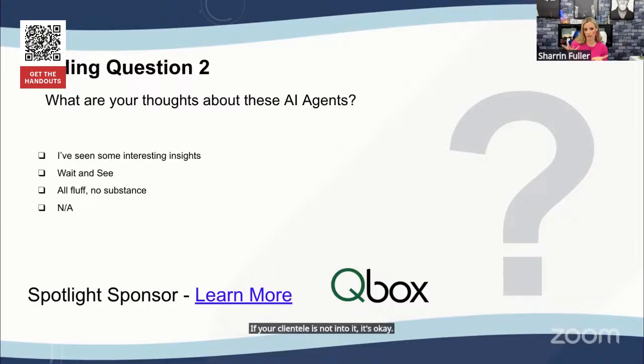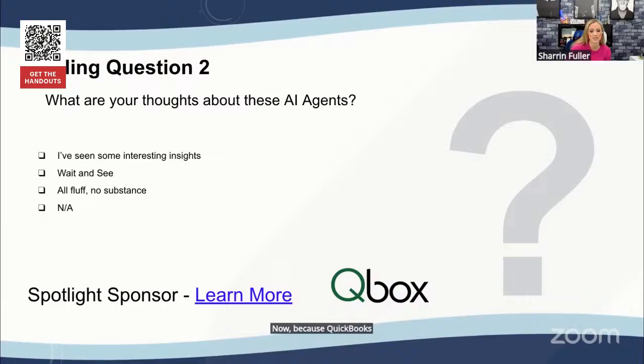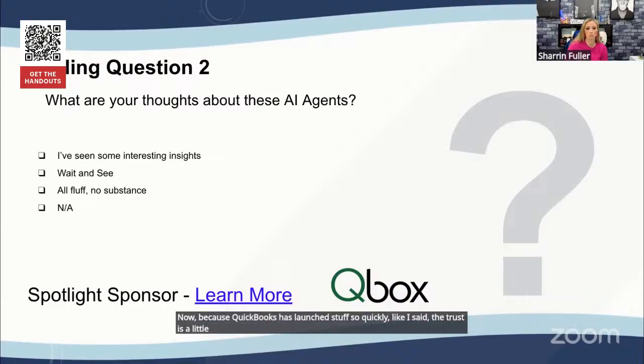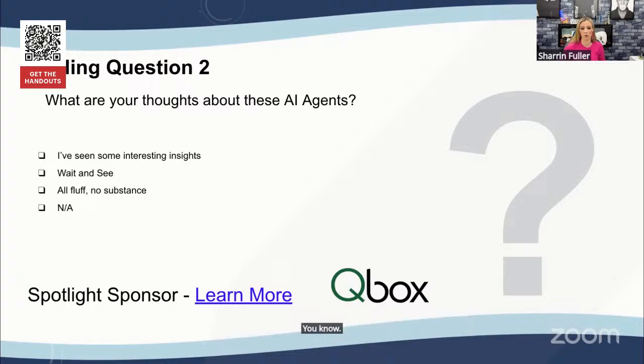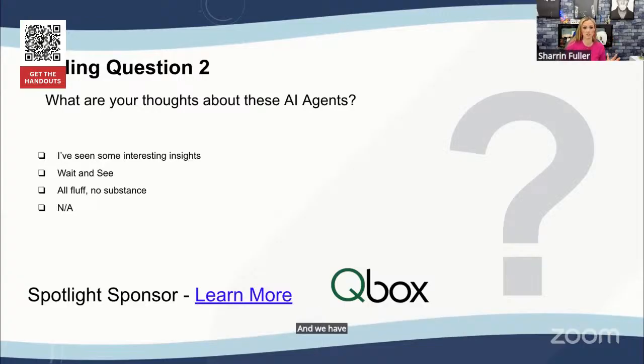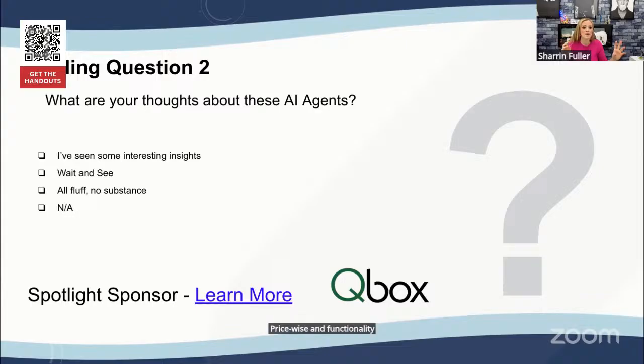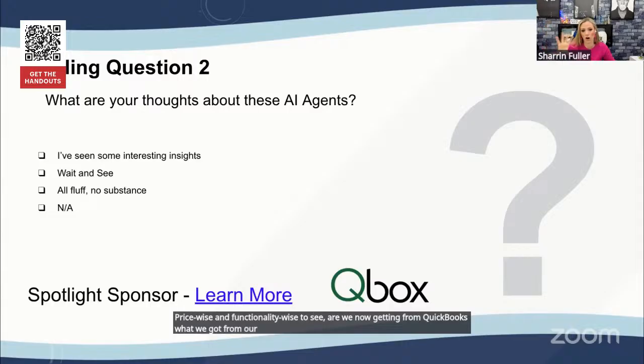That's why there's a product like Simple Start, and for us, we had all these different plugins, right? These different applications that we were using to do what QuickBooks is building now. Because QuickBooks has launched stuff so quickly, like I said, the trust is a little slim. I want to be super happy about it. I'm sure it'll all work itself out. But for now, we have a few clients on Plus and Advanced, and a majority of our clients on Simple Start using those plugins. And we're comparing the two price wise and functionality wise to see, are we now getting from QuickBooks what we got from our Simple Start with all of our plugins?